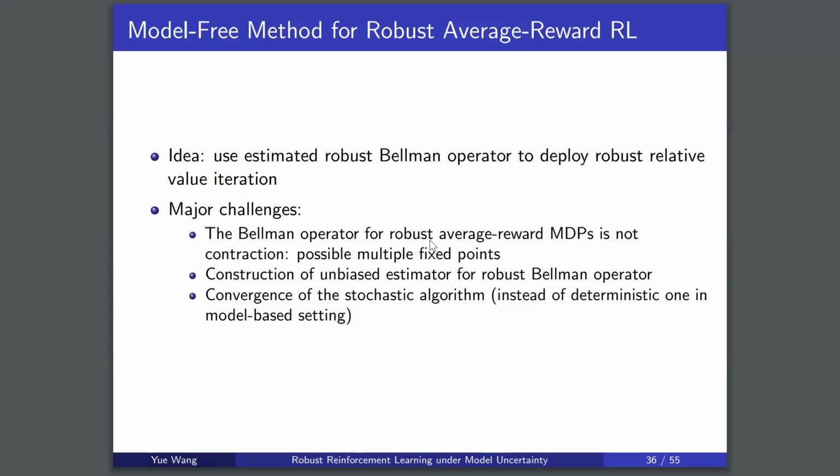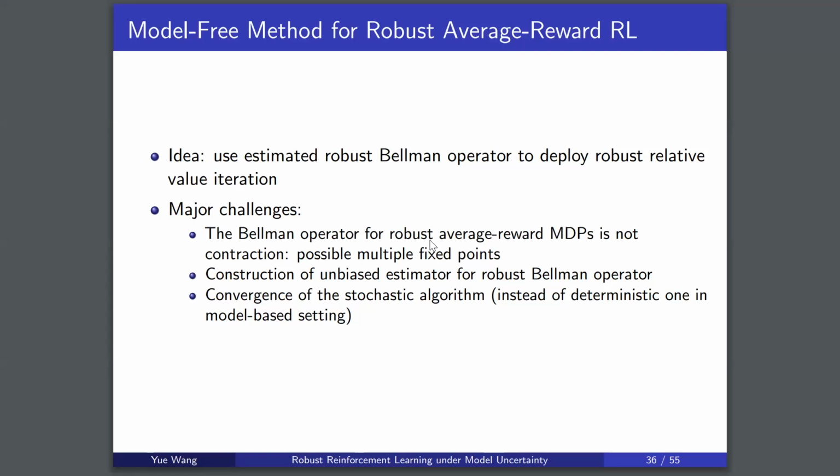So firstly, the Bellman operator is a non-contraction, but this one is similar to the model-based setting. We can solve this issue by using the offset function. And another question is the construction of this unbiased estimator of the operator can be very challenging and very difficult, which I will mention later.